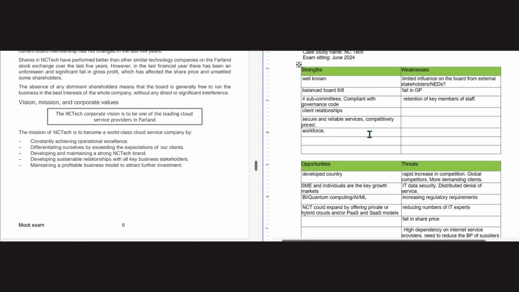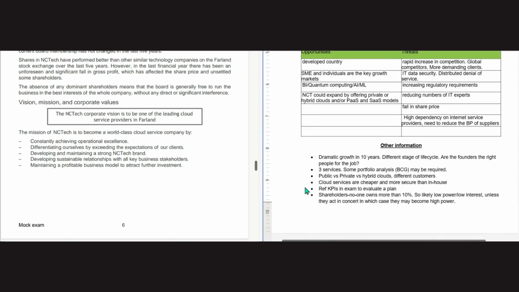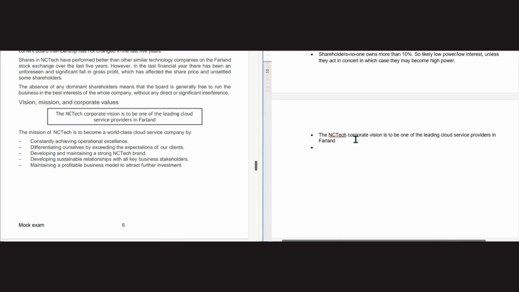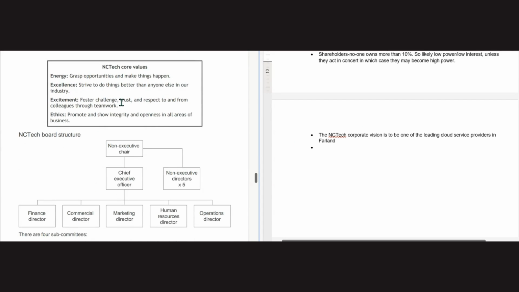All right. What else? Vision, mission, and corporate values. So again, what I've done is I've just put in the vision somewhere. There you go. I'll put the vision in there. All right, leading cloud service providers in Farland. And basically, again, this is a reminder for myself that just before the exam, I will look at how they're going to form their vision, how they're going to achieve it, and I would look at all of this. Okay. So I've just put it in there for the moment. And that includes the core values.